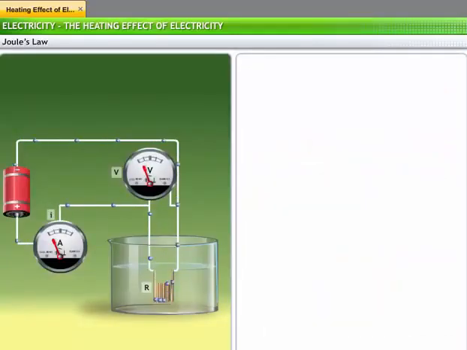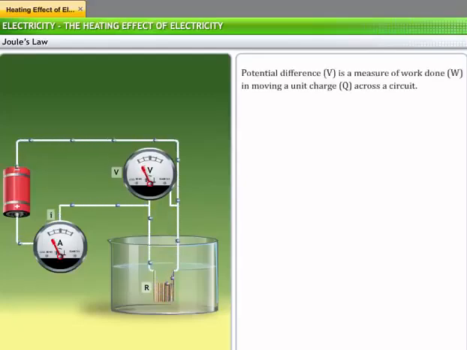To derive Joule's law, let a potential difference of V volts drive the charge Q coulomb through a heating element, and W be the work done. The potential difference is a measure of work done in moving a unit charge across a circuit. From this, we get equation 1. V is equal to W divided by Q, or W is equal to VQ.